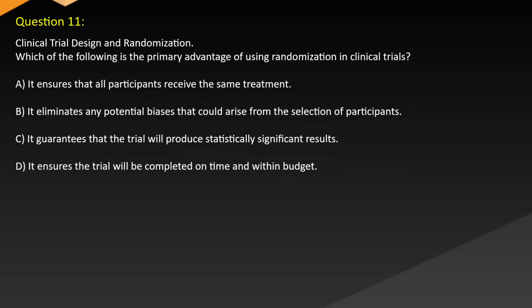Question 11. Clinical trial design and randomization. Which of the following is the primary advantage of using randomization in clinical trials? A. It ensures that all participants receive the same treatment. B. It eliminates any potential biases that could arise from the selection of participants. C. It guarantees that the trial will produce statistically significant results. D. It ensures the trial will be completed on time and within budget.